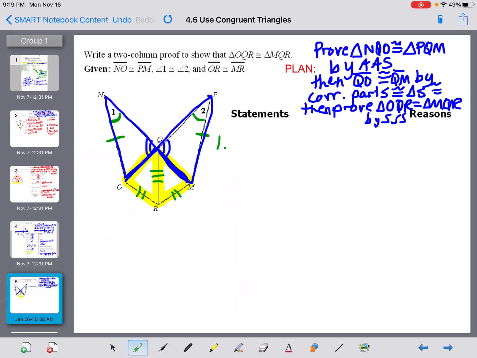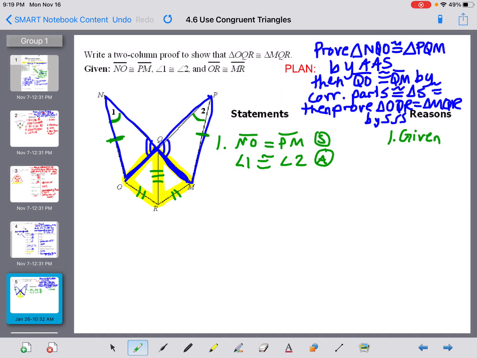All right, first things first. I'm not going to use all my givens at first because I want to stick to the blue triangles first. That's the first part of my plan. So NO and PM, that was definitely part of them. NO, PM, that's a side on that top one. And angle 1 and angle 2, those were an angle in the top one. Those are given to me.